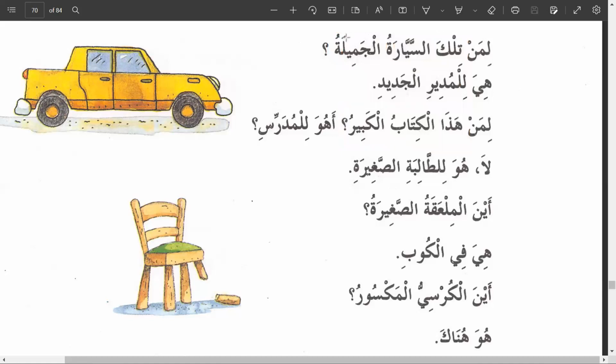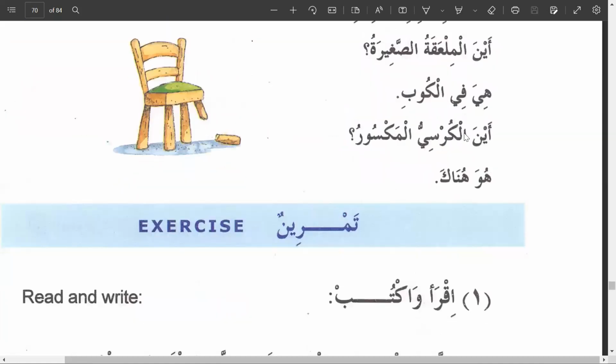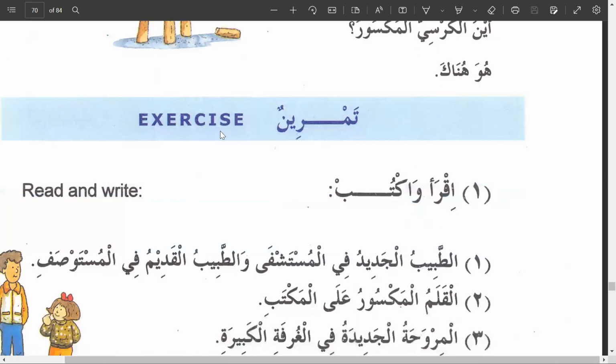Okay, let me scroll it down. Aina al kursiyul maksuru. Where is the broken chair? Huwa, it is over there. Yeah, it is over there.